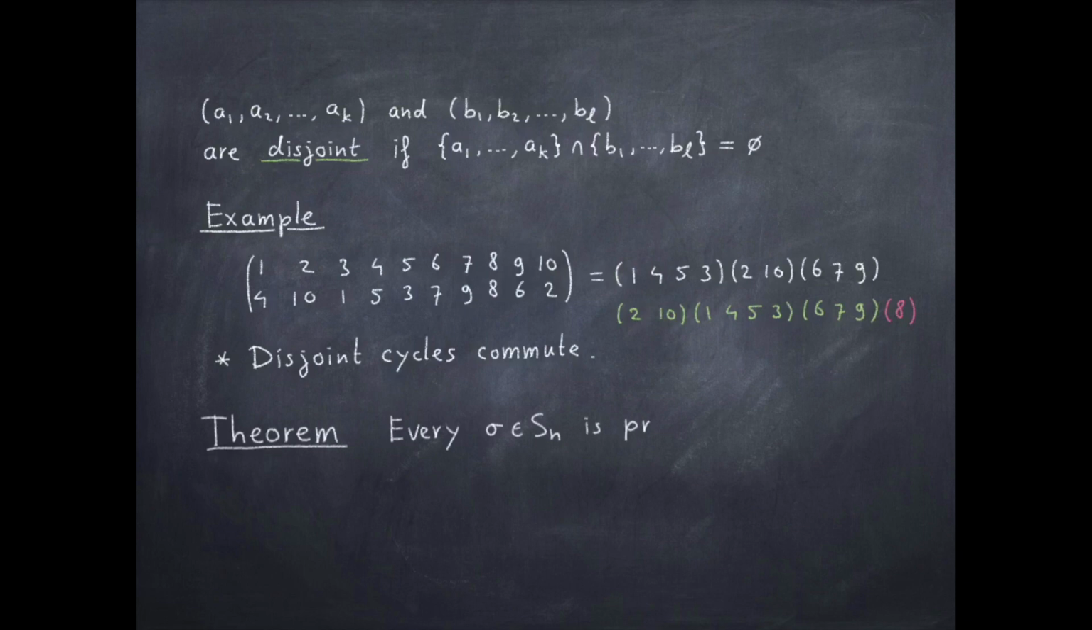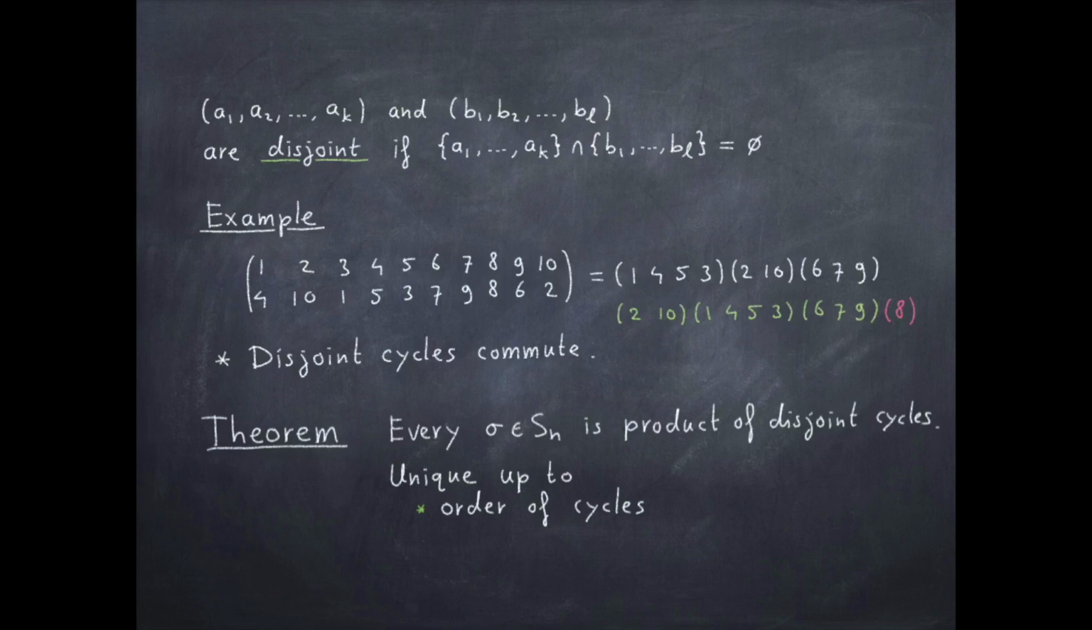The following theorem shows that every permutation can be written as the product of disjoint cycles. Moreover, this can be done in essentially only one way. It is unique up to changing the orders of the cycles because they commute, and possibly including cycles of length 1.